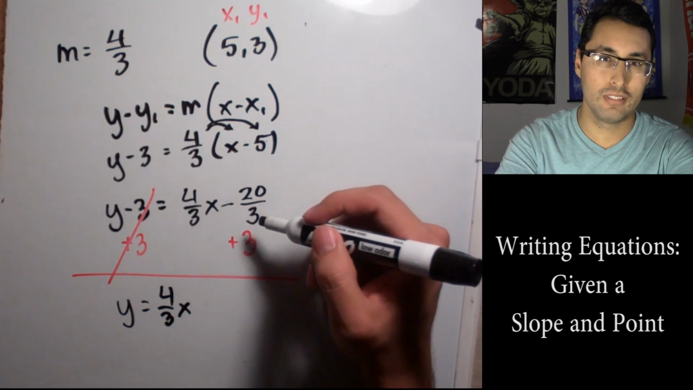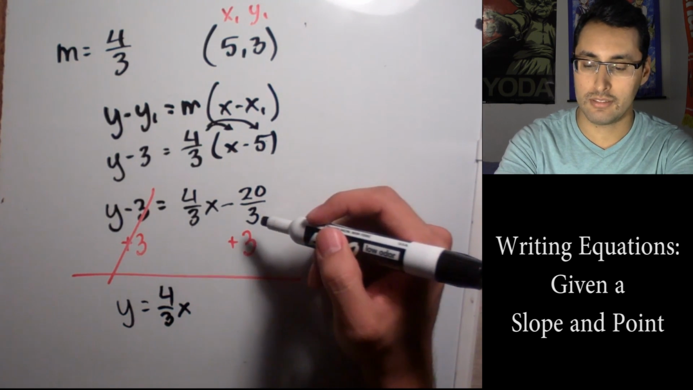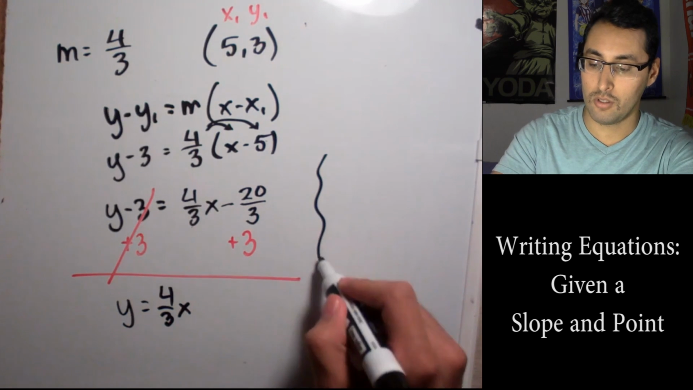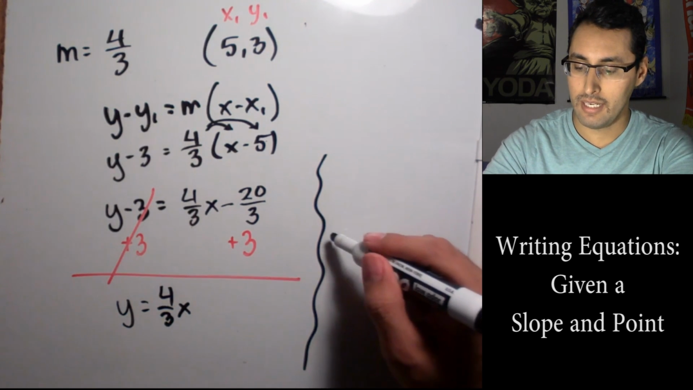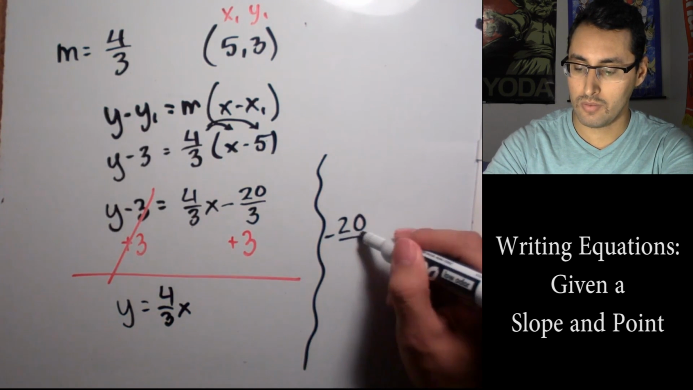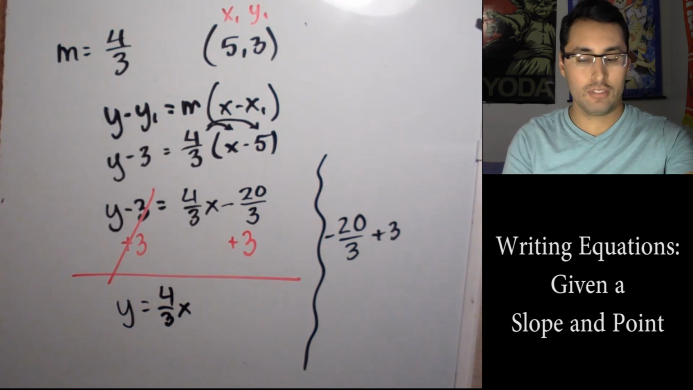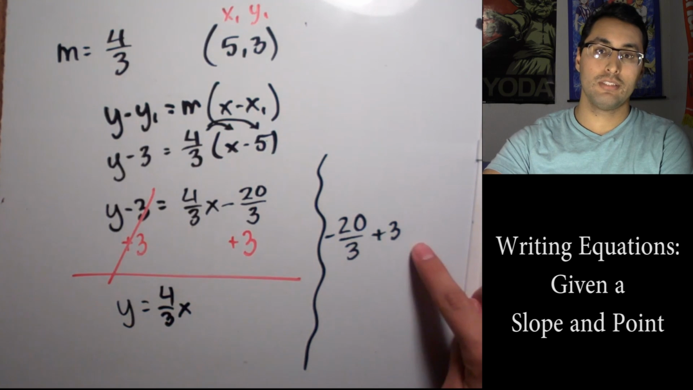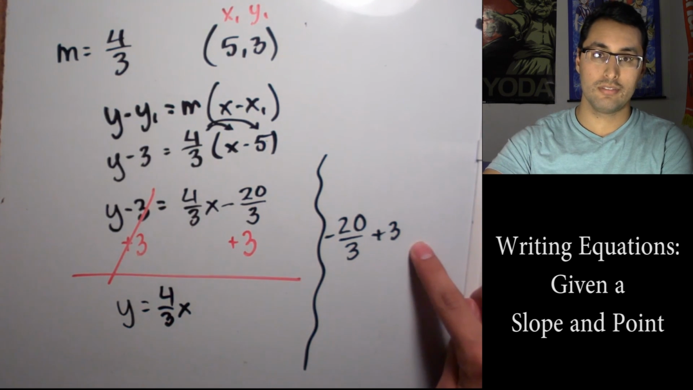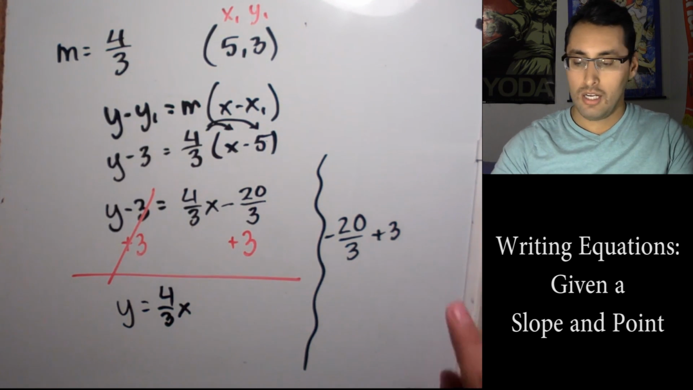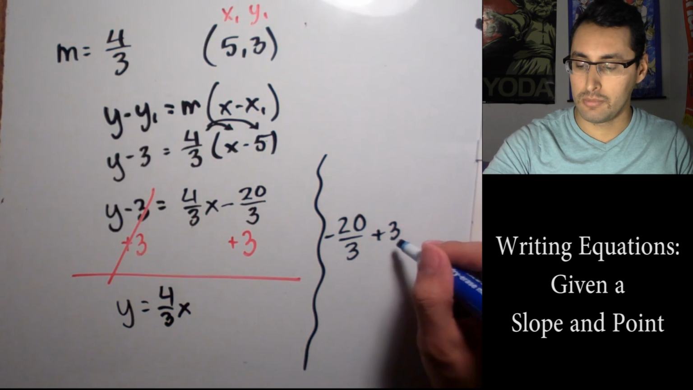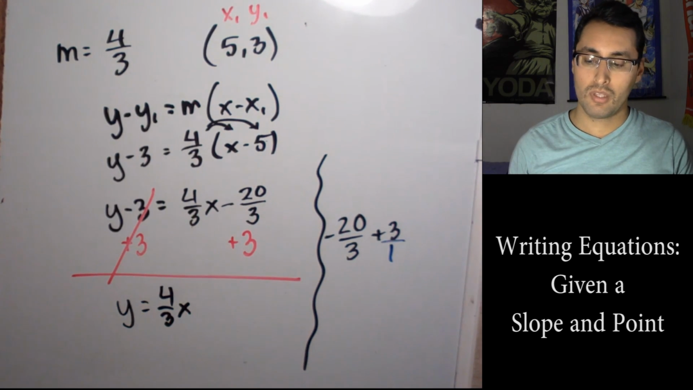I really have to get a common denominator because I'm adding and subtracting fractions. So I'm going to put this off to the left or right hand side. So negative 20 over 3, and I'm adding 3. Well, I first have to make this 3 become a fraction. You cannot add a number to a fraction just because you want to. So I'm going to make it a fraction by putting it over 1.